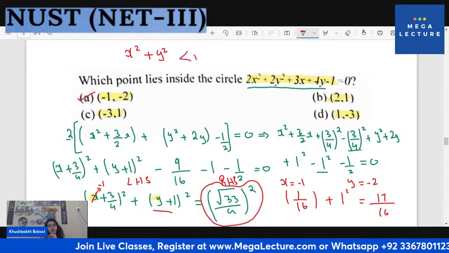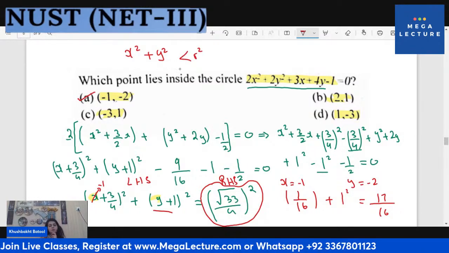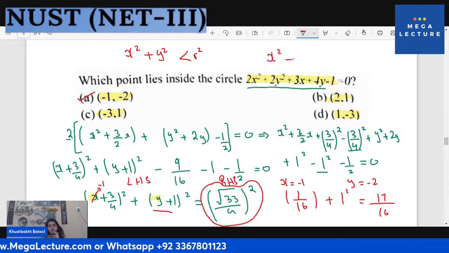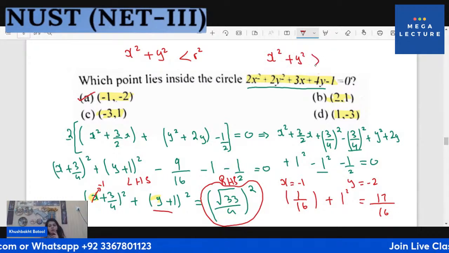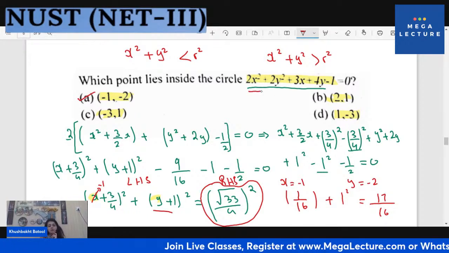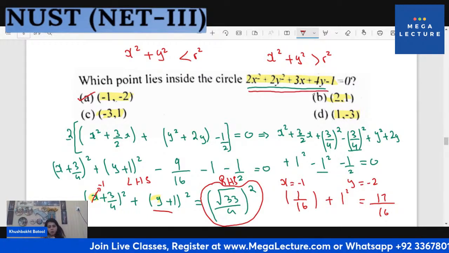The issue is that whenever you have x squared plus y squared in the circle with center at origin less than r squared, this means all the area inside the circle. X squared plus y squared greater than r squared, all the area outside the circle. And when it's equal to r squared, it is the boundary. So this was the equation I got.